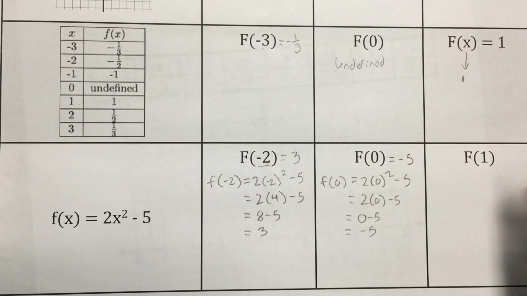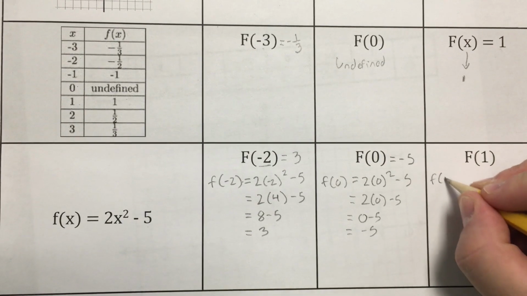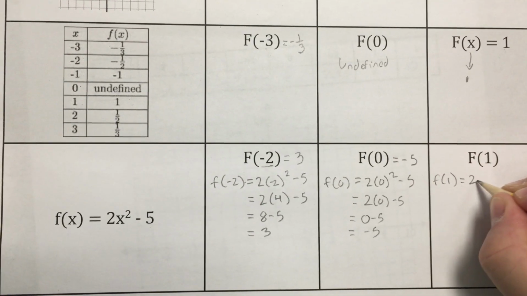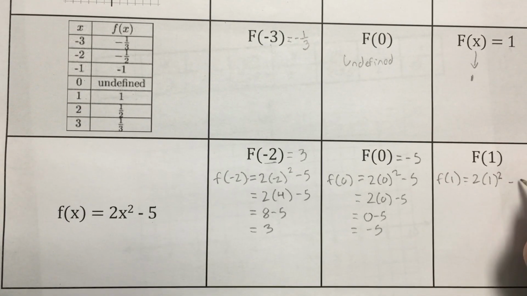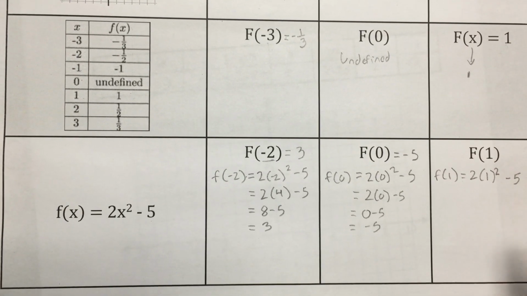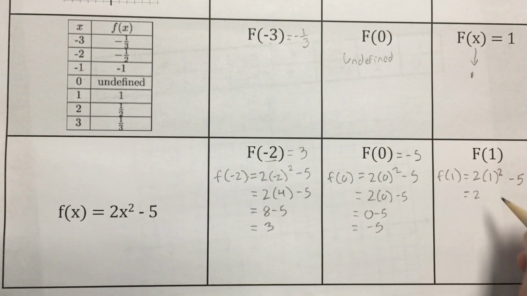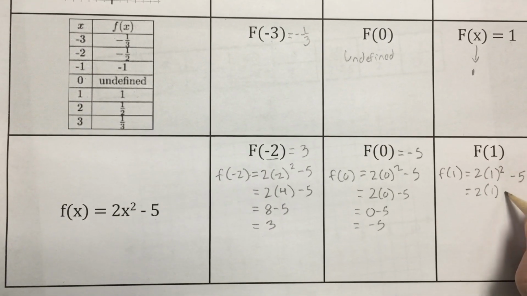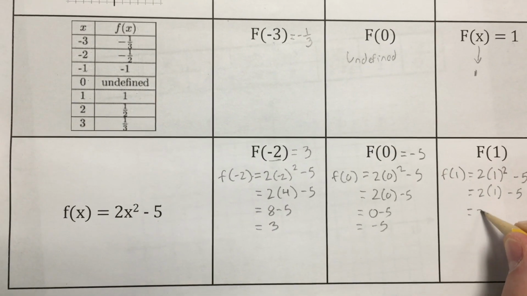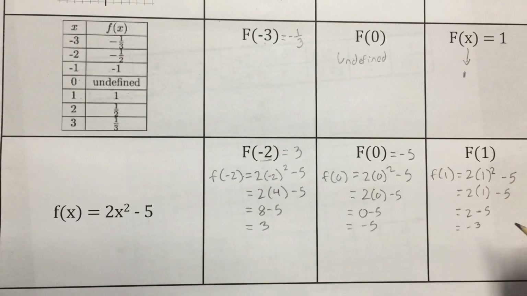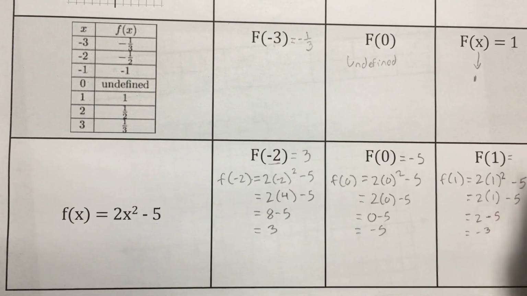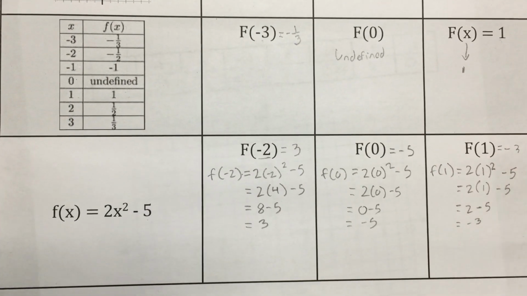Let's keep it going. Now we're going to substitute in 1. F of 1 is equal to 2 times 1 squared minus 5. 1 squared is 1. 2 times 1 is 2. And 2 minus 5 is negative 3. So our f of 1 is negative 3.